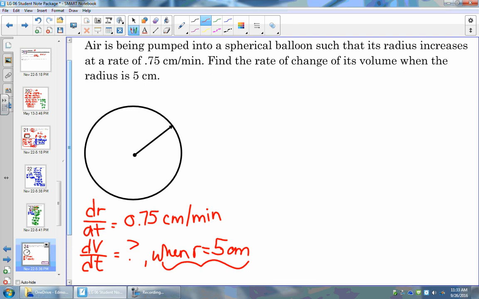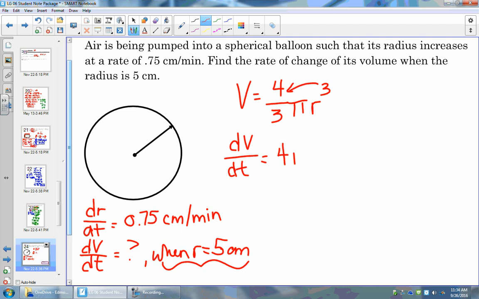So the volume of a sphere, some of you may need to look back on some formula sheets for that one. Volume is equal to 4 over 3 pi r cubed. Now in this one, you just ask yourself, okay, do I have too many variables? Well, no, because we are looking for dv over dt. We've got an r, and we've got a dr over dt, so we are good. All we have to do is take the derivative. So dv over dt is equal to, now remember, it's basically this times this, so it's going to become 4 pi r squared dr dt.